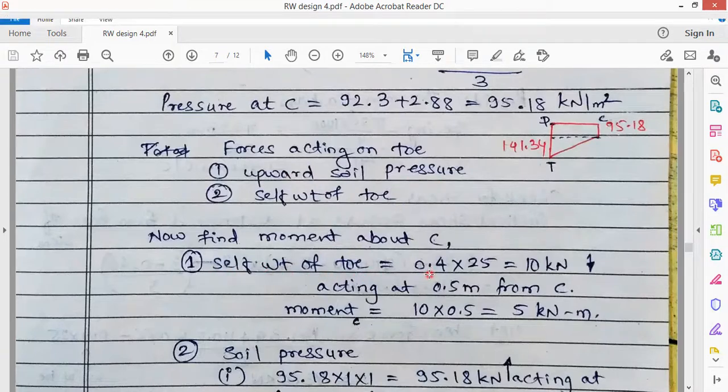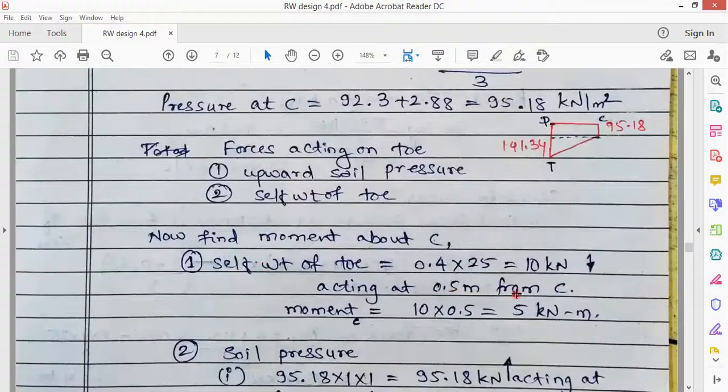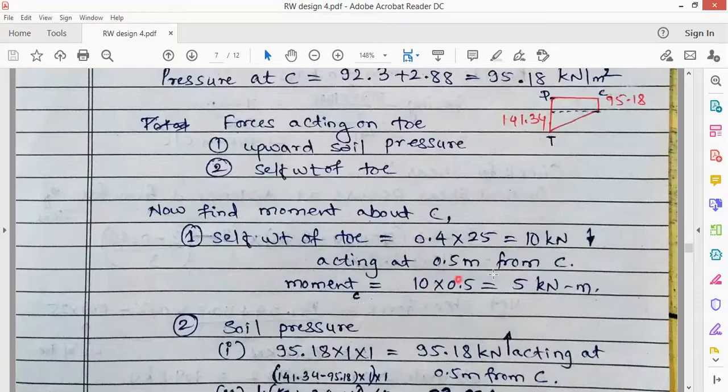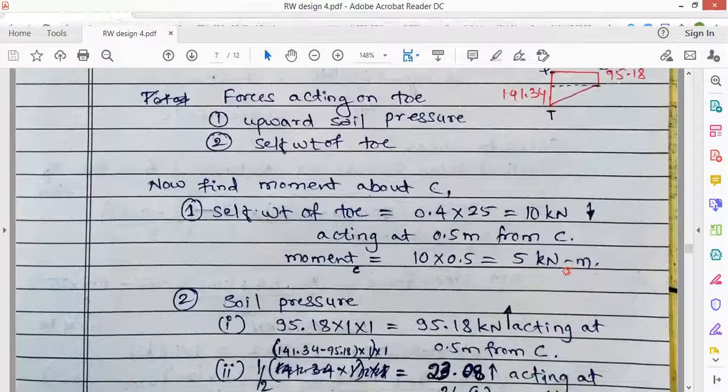So self weight of the toe is equal to thickness of the base slab, it is 0.4, and density of concrete is 25. So self weight is 0.4 into 25 equal to 10 kilonewton acting in downward direction. But where is it acting? It is acting at a distance 0.5 from the C, because the toe width is only 1 meter and half of that will be 0.5 meter from the C point. Then what is the moment about the point C? I will calculate moment about C now. It is 10 into this distance, so 5 kilonewton meter is the moment.